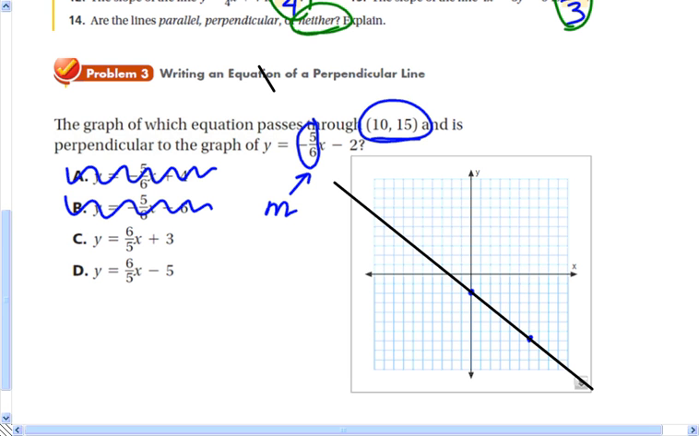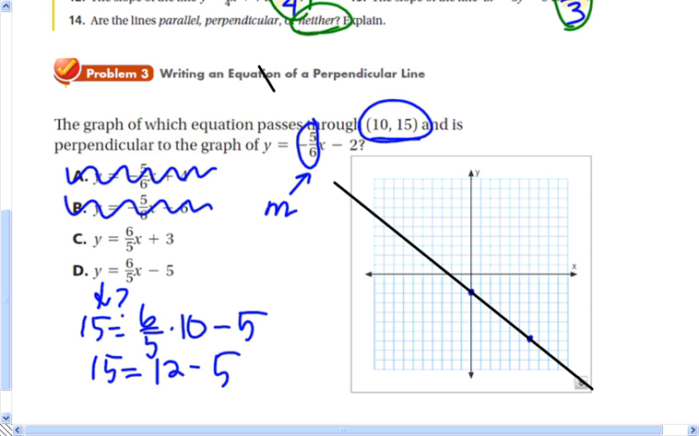To do that, all we have to do really is substitute 10 and 15 in for x and y for both of these problems. I'll do it for D here. So y would be 15 and x would be 10. I'm just checking to see if that works. 15 is equal to 6/5 times 10, and 6/5 is the same as 1.2, times 10 is 12, minus 5, and that's equal to 7, and that's definitely not true, so I'm going to cross out D.